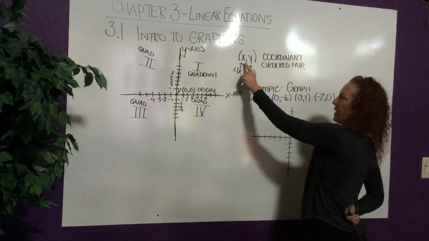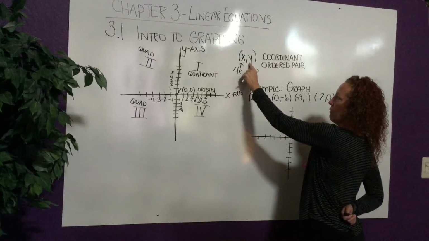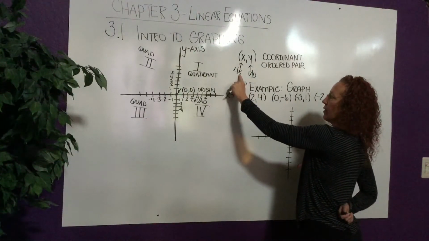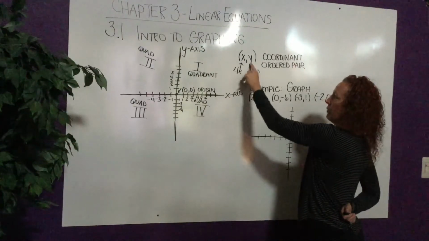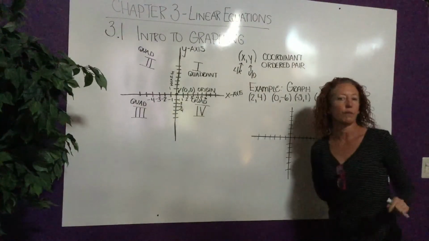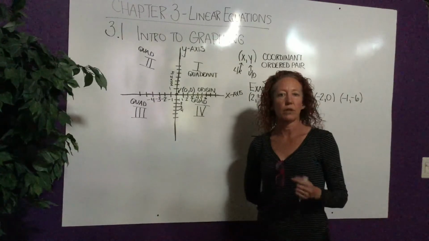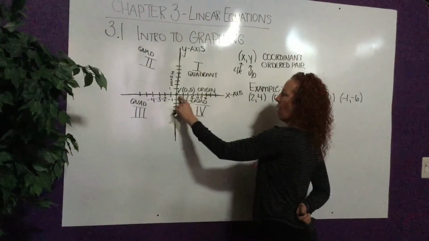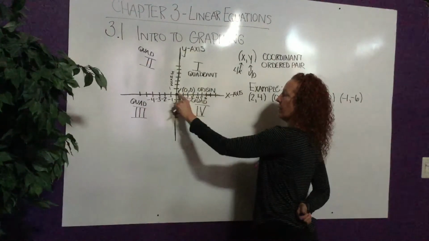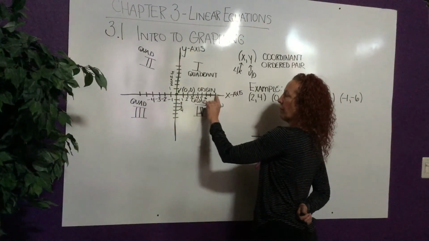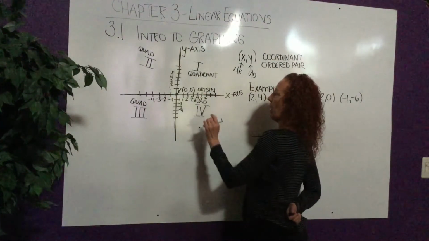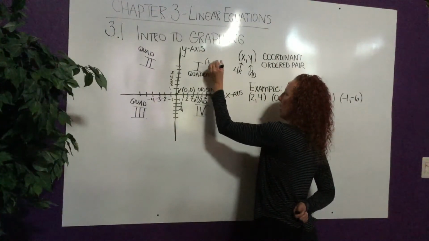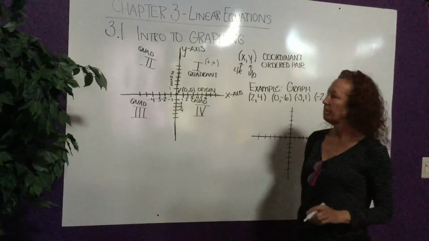It goes alphabetical, so X goes first, comma, Y. When we look at the X, we make a choice of either going left or right, and when we look at Y, we make a choice of whether or not we travel up or down. So if we're in quadrant 1, our X is going to be positive because we've had to travel to the right, and our Y will be positive. So in quadrant 1, both the X and the Y are positive.